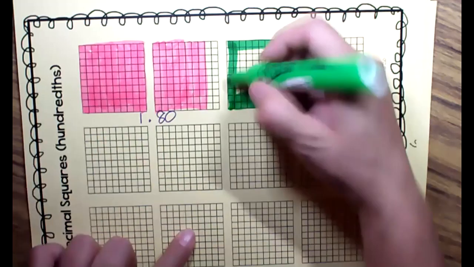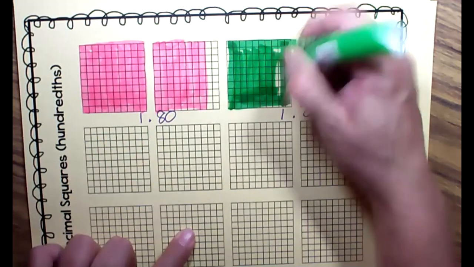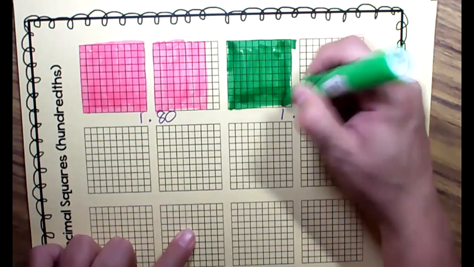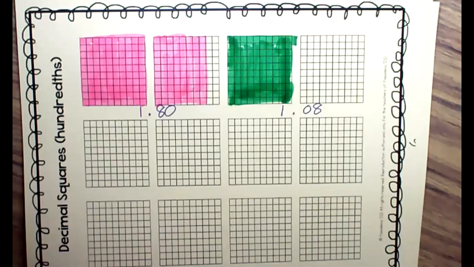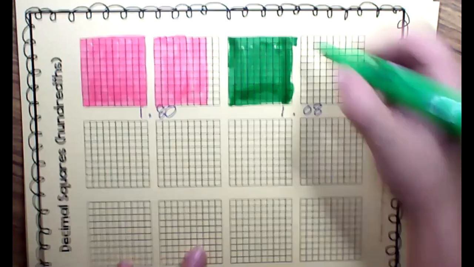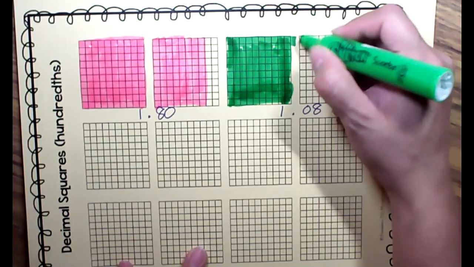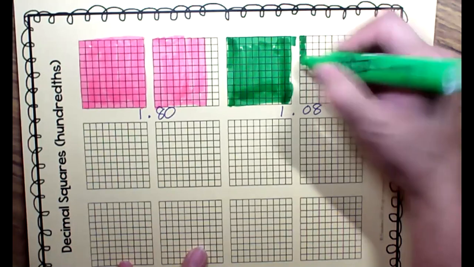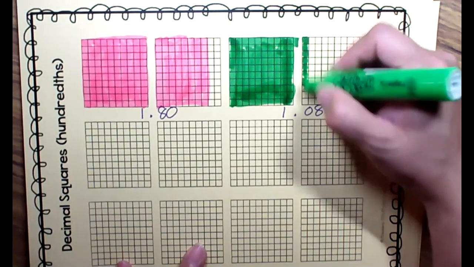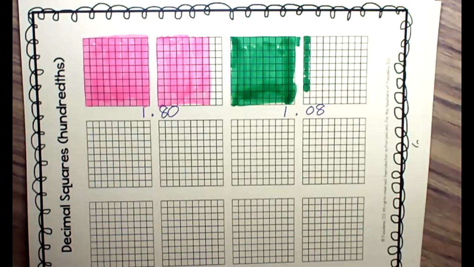Okay, there we go. I found myself a green highlighter. The other one broke. We use highlighters a lot in math. And over here, I'm going to highlight 8 of the 100 little squares. There's 100, but I just need 8. So 1, 2, 3, 4, 5, 6, 7, and 8. There we go. Now, my job now is to compare both of these fractions.